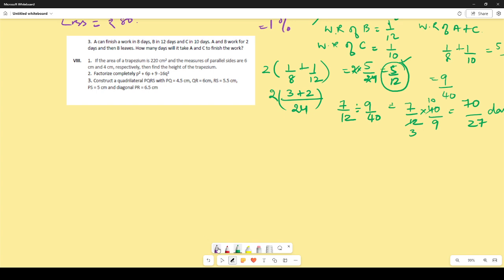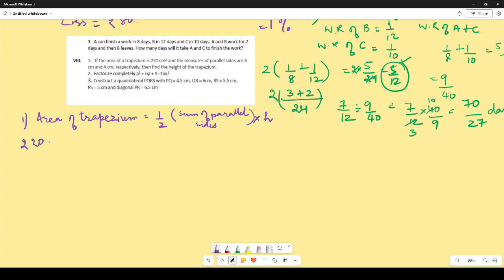Okay, now the next question. If the area of trapezium is 220 square centimeters and the measure of parallel sides is 6 centimeters and 4 centimeters respectively, find its height. Area of trapezium is what? How is area of trapezium defined? What is the formula for area of trapezium? Area of trapezium is half into sum of parallel sides into height. So what do we have now?